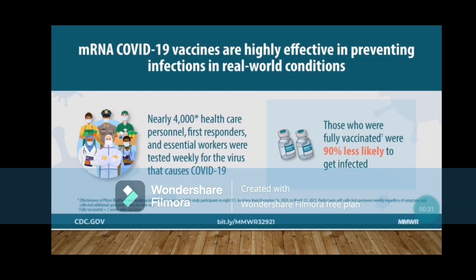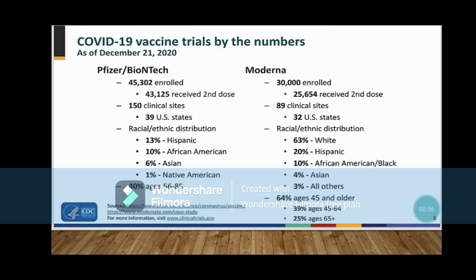mRNA COVID-19 vaccines are highly effective in preventing infections in real-world conditions. If we talk about clinics, nearly 4,000 healthcare personnel, first responders, and essential workers were tested weekly for the virus that causes COVID-19. Those who were fully vaccinated were 90% less likely to get infected, as we can say that person's system was immune towards COVID-19. Let's talk about the trials.